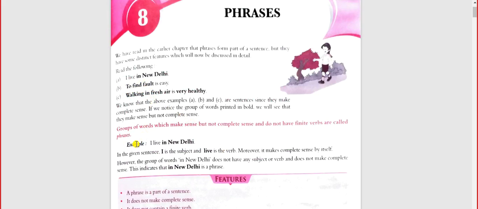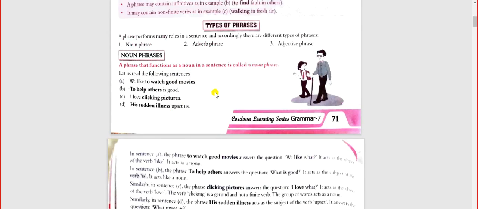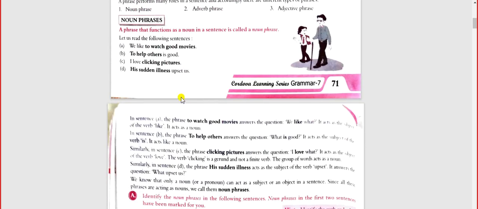So should I go ahead? Yes, ma'am. We understand this concept. All right. Now types of phrases: noun phrase, adverb phrase, adjective phrase. Now, what is a noun phrase? A phrase that functions as a noun in a sentence is called a noun phrase.